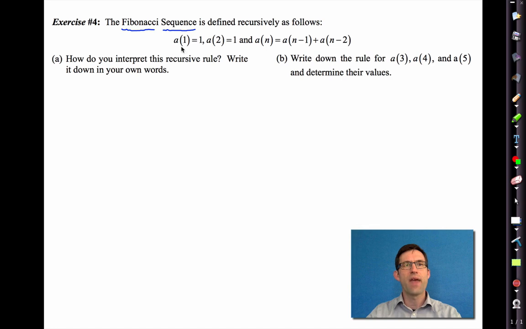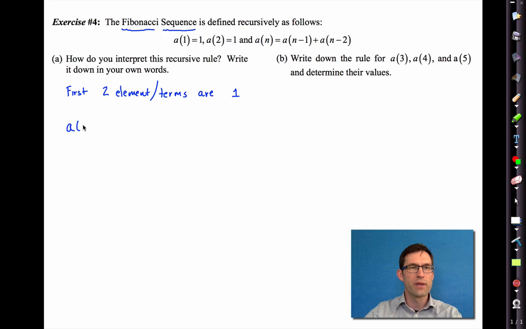It says A of 1 equals 1, A of 2 equals 1. All right, so how am I interpreting this? Well, the first 2 elements or terms are 1. That's what they are. Now, what in the world does this say? Huh. Well, let's try something.